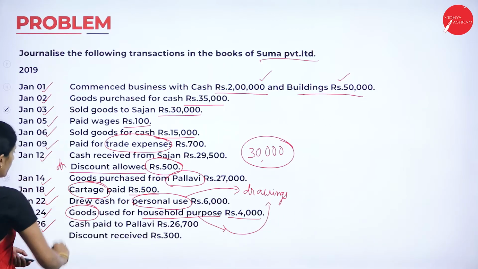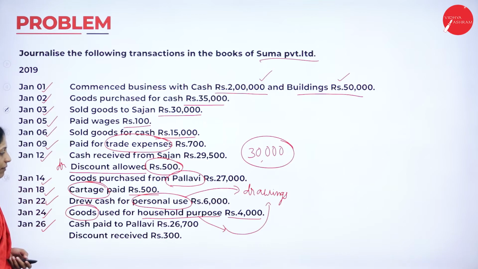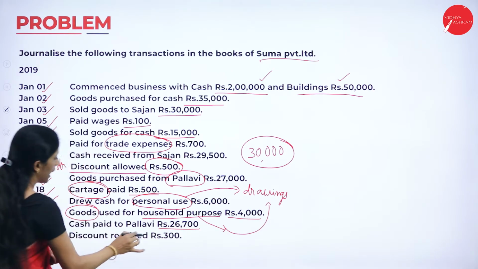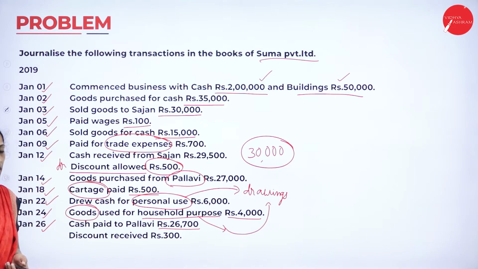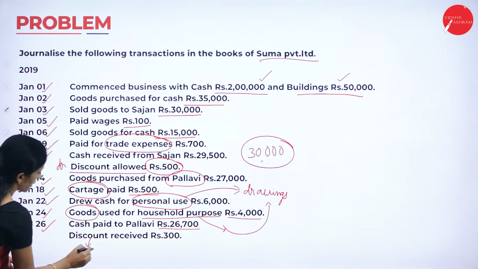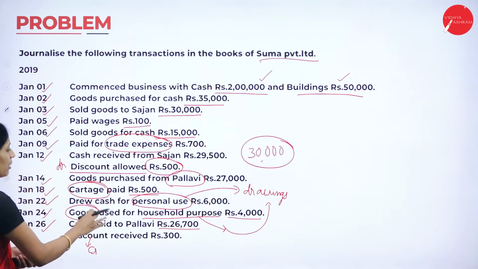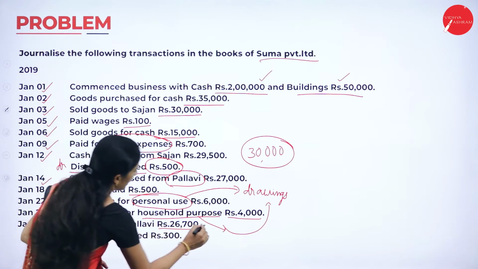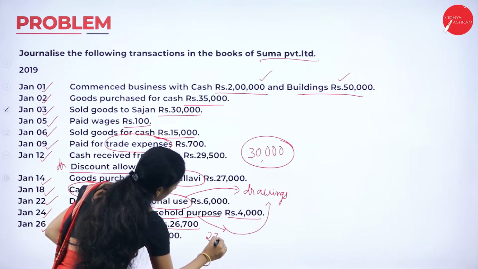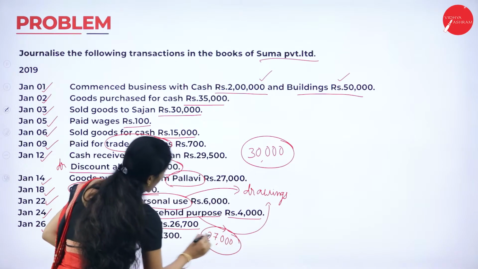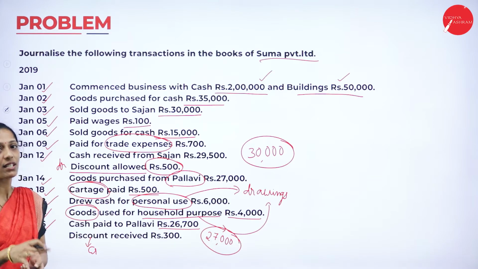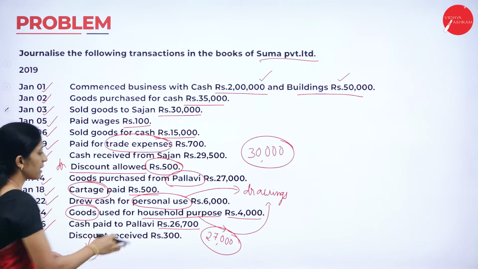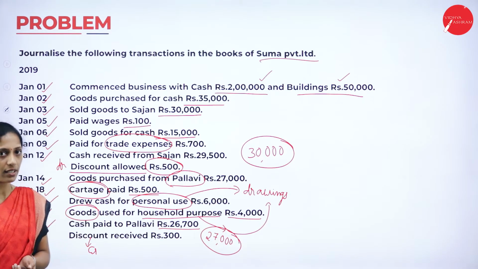Next one. 26th. Cash paid to Pallavi 26,700 and discount received 300. So, always remember discount allowed is to be debited and discount received should be credited. Okay, so cash paid to Pallavi. What is the amount to be paid to Pallavi? That is 27,000, the actual amount to be paid. But how much we have paid? Only 26,700. In the sense, 300 we have received as discount.